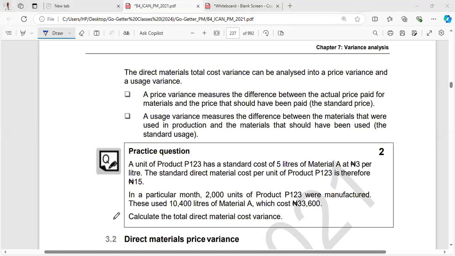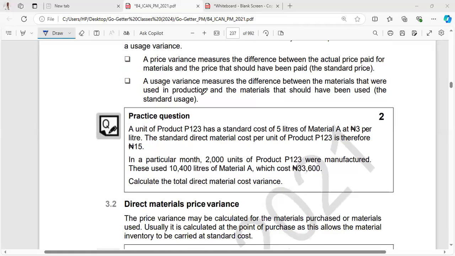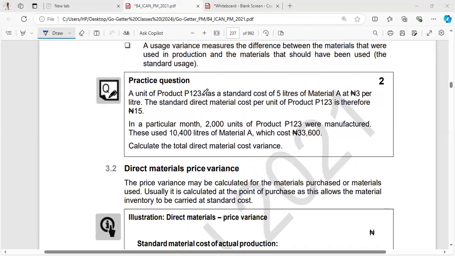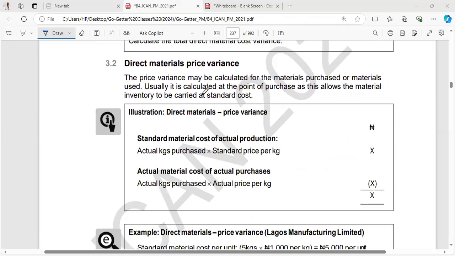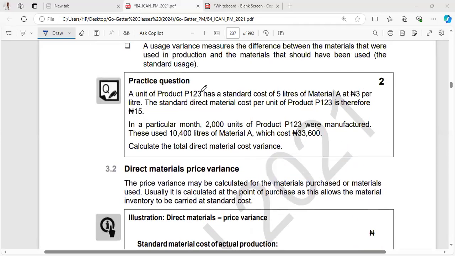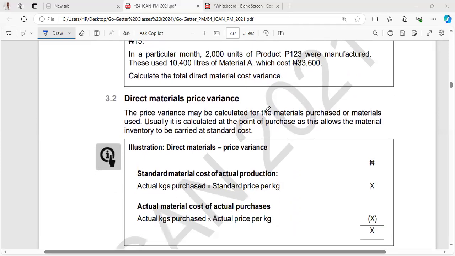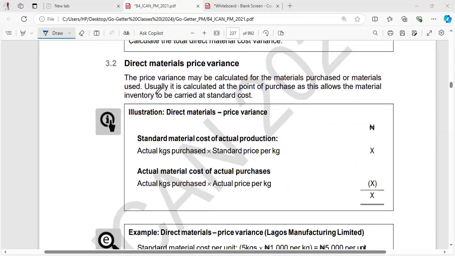Okay, somebody is saying the actual price is 950. That's fine. We'll still come to that when we are doing price variance. Now, let's look at that particular variance, direct material price variance. We'll come back to this example later, but let's look at the direct material price variance.